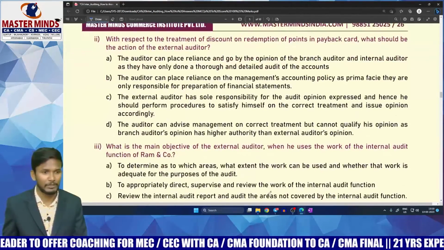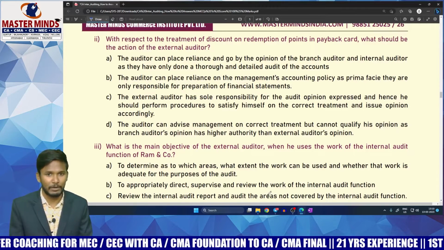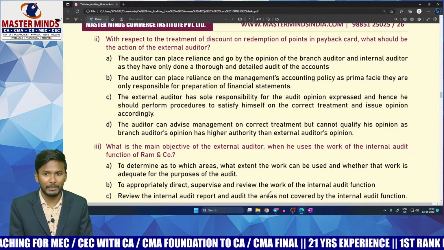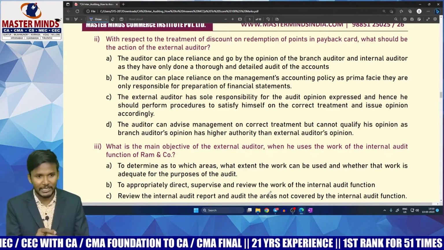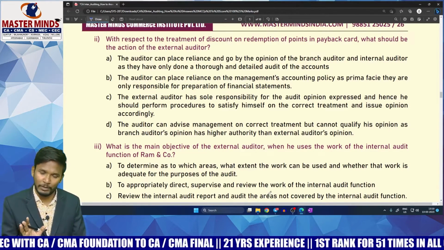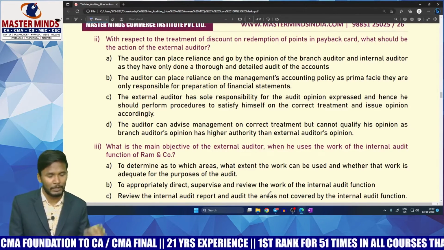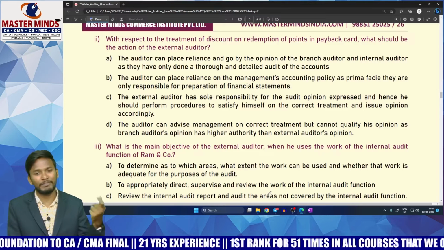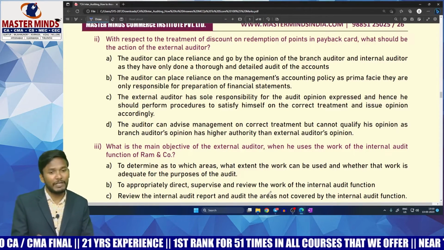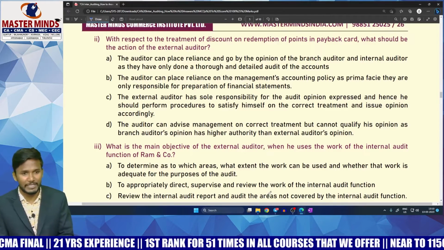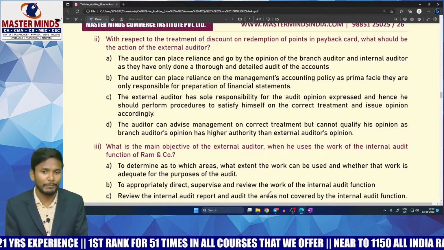Question number 2. With respect to the treatment of discount on redemption of points in a payback card, what should be the action of an external auditor? Tell me, is the external auditor having a doubt, yes or no? Yes, sir, he is having a good doubt about how the discount is to be treated. When he is having a doubt, he should not ignore that. He should give it special consideration. And if he gets sufficient and appropriate audit evidence that treating it as a trade discount is wrong, what does he have to do? He has to go for issuing a modified opinion.